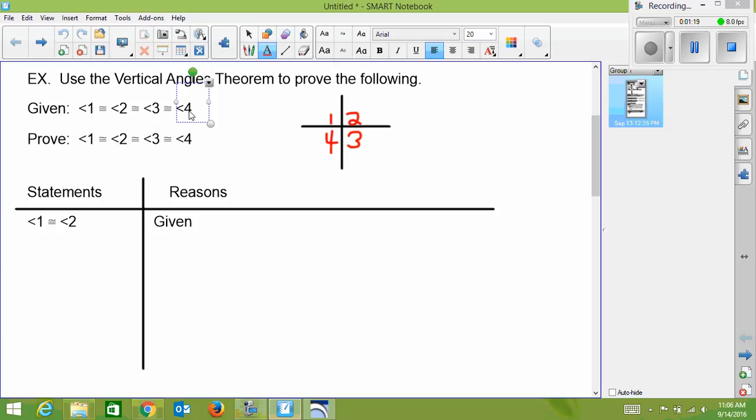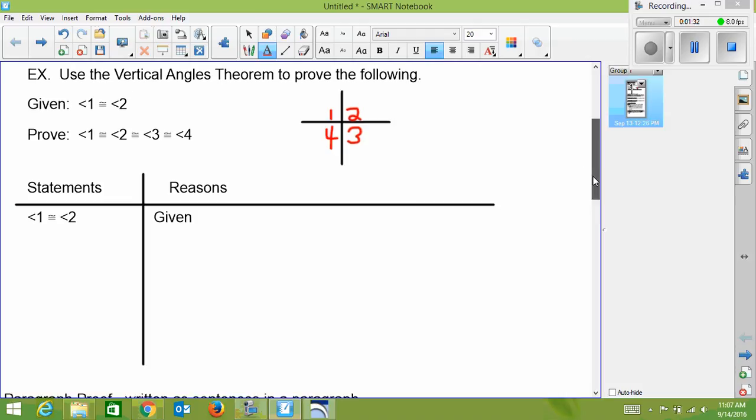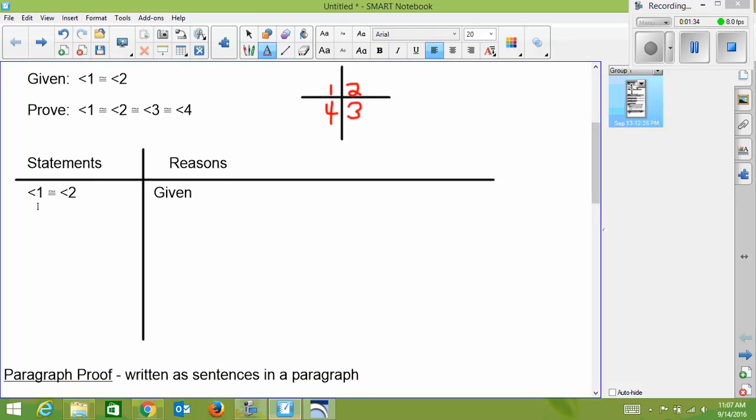Actually, let me check this quick. This wasn't supposed to be there. I accidentally typed it twice. So angle 1 is congruent to angle 2. They're giving us that much, and we need to prove that all 4 are congruent using a series of steps. Okay? So we start with what's given.